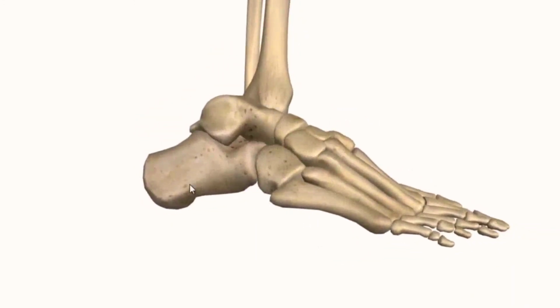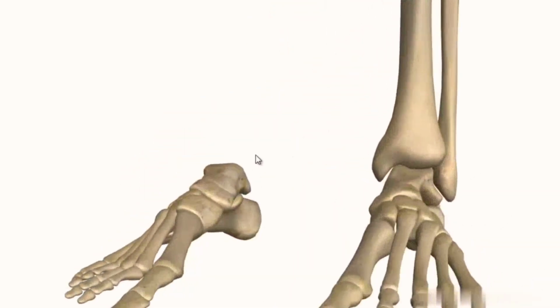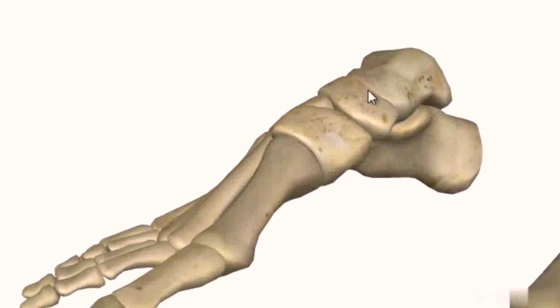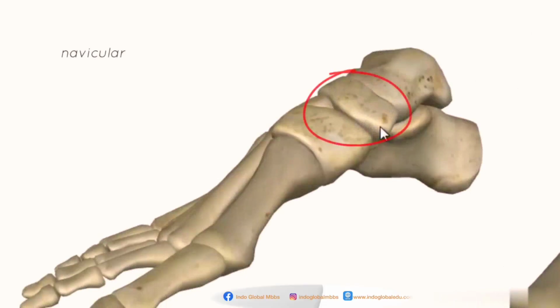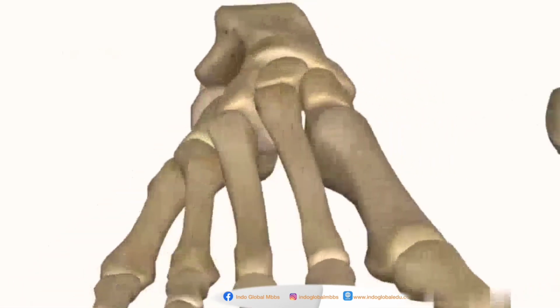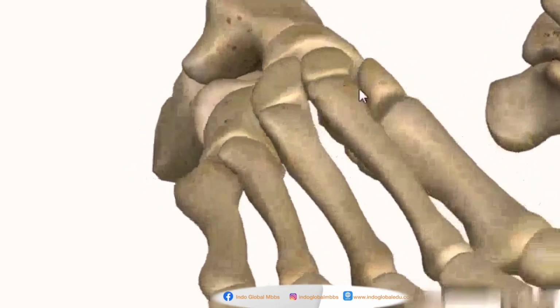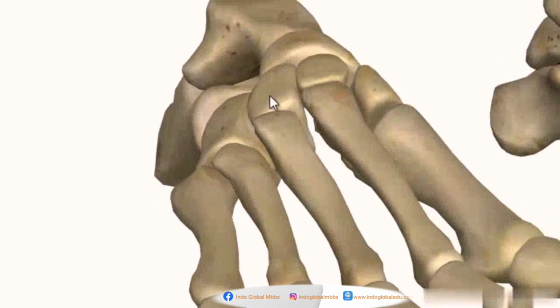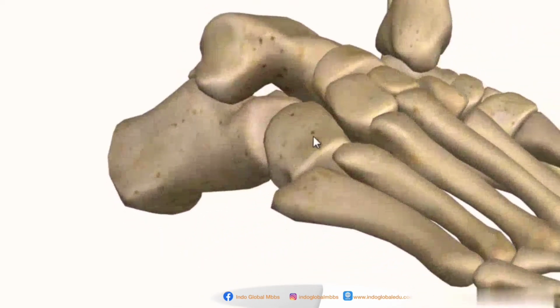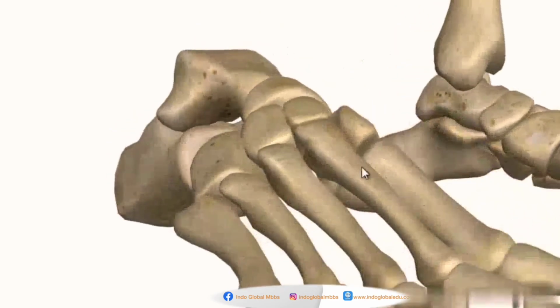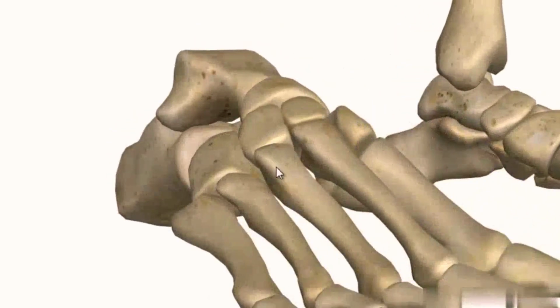Just looking back at the proximal bones, you've got the calcaneus, which articulates above with the talus, and anteriorly it articulates with the cuboid bone, and the talus articulates below with the calcaneus, and anteriorly it articulates with the navicular, the intermediate bone. Looking at the navicular, anteriorly it articulates with the cuneiform bones, so the medial, intermediate and lateral cuneiform bones, and the cuboid bone in the distal row articulates anteriorly with the lateral two metatarsals, and the cuneiform bones articulate anteriorly with the medial three metatarsal bones.